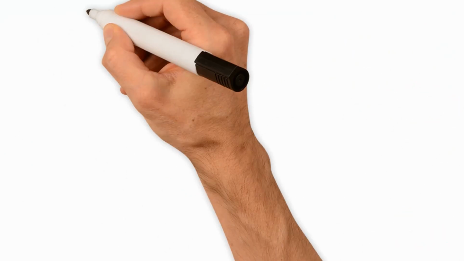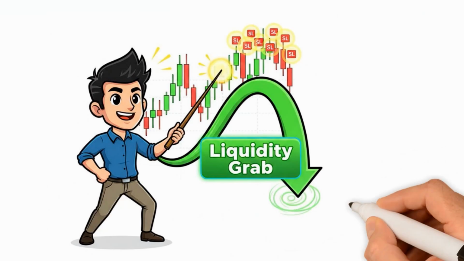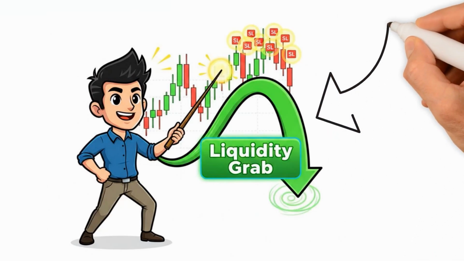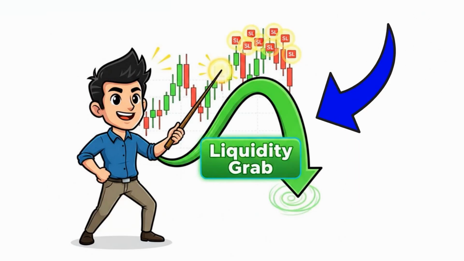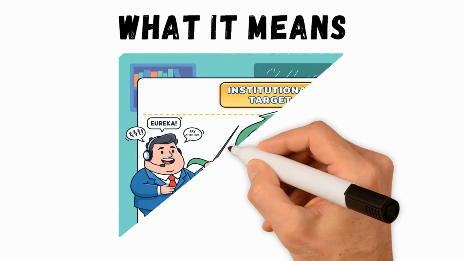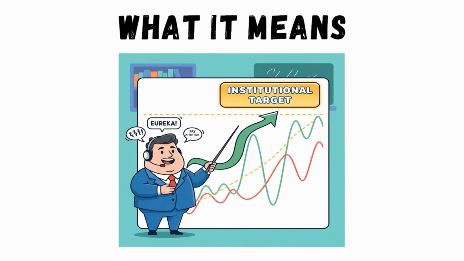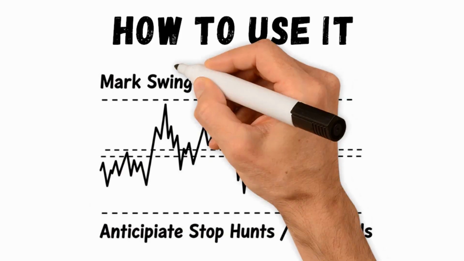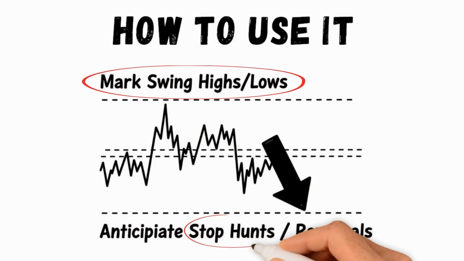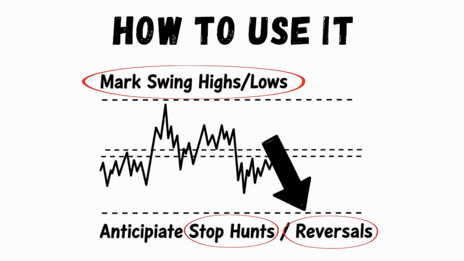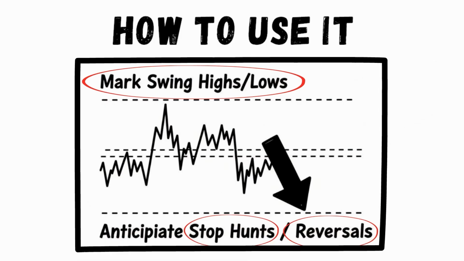Market makers are aware of this and will frequently drive price past swing points to trigger those stops and collect liquidity. What it means: swing points are targets for institutional moves. How to use it: mark recent swing highs and lows on your chart to anticipate stop hunts or reversals, especially when price aggressively approaches them.